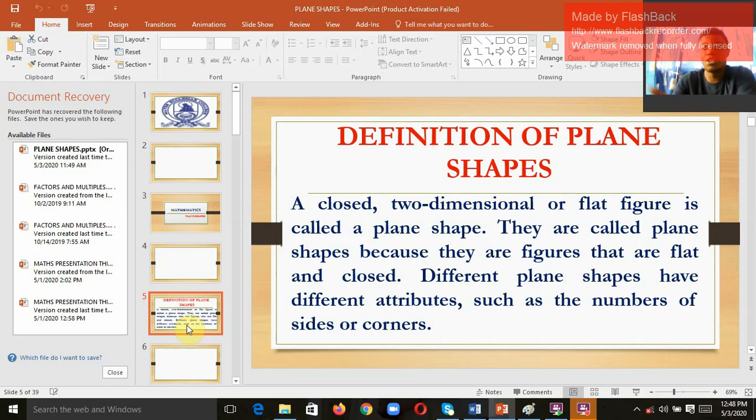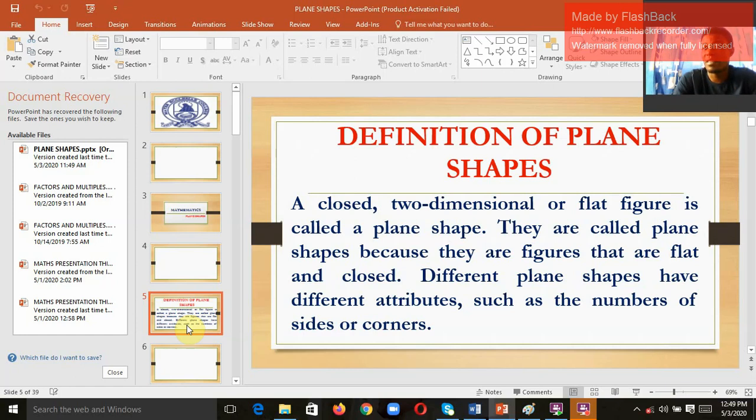So different plane shapes have different attributes. For example, a triangle has 3 sides. A square has 4 sides. You can see that they are different in terms of number of sides. A pentagon is a 5-sided shape. It has 5 sides. It has 5 corners. Hexagon, 6-sided. Octagon, 8-sided. Heptagon, 7-sided. Decagon, 10-sided. So different plane shapes have different attributes, such as number of sides or corners.